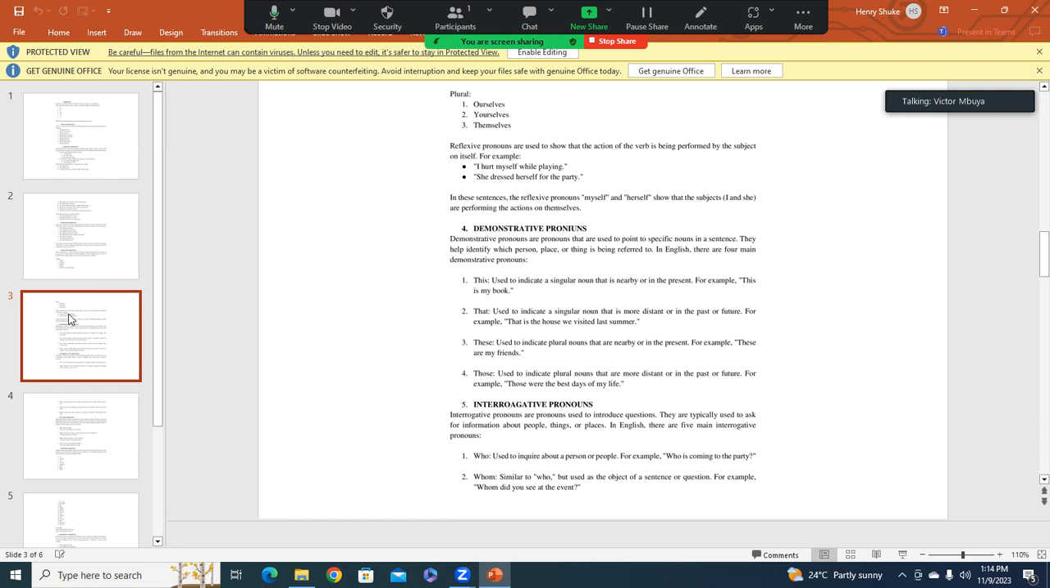Secondly, we have that. So that is used to indicate a singular noun that is more distant or in the past or future. For example, that is the house we visited last summer.